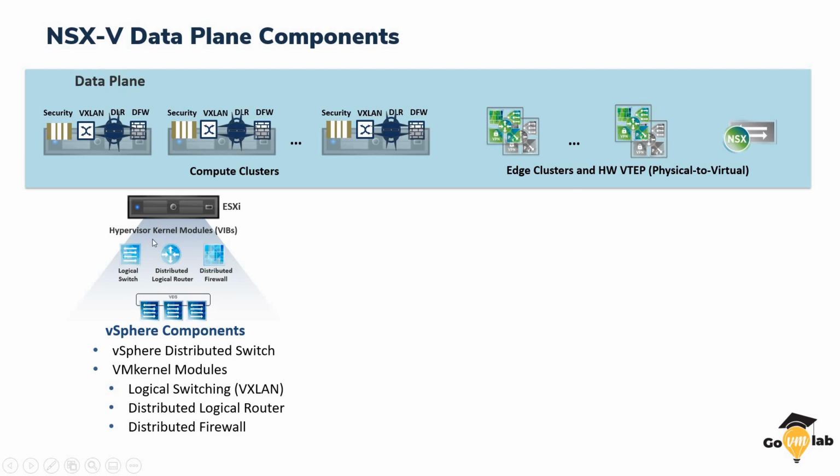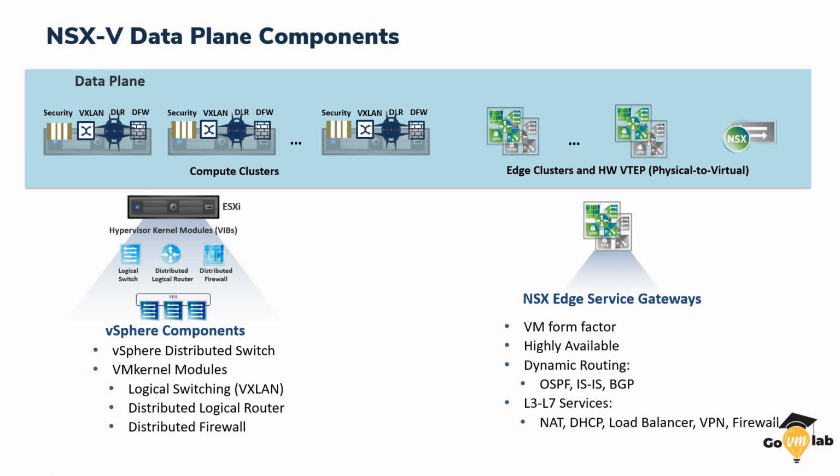Every ESXi host has a couple of kernel modules running in it. One kernel module provides switching capabilities, another provides routing capabilities, and another provides distributed firewall capabilities. Once these kernel modules get installed in your ESXi host, the ESXi host gets promoted to an NSX data plane node, giving you distributed switching, routing, and firewalling capabilities once you prep your host for the NSX architecture.